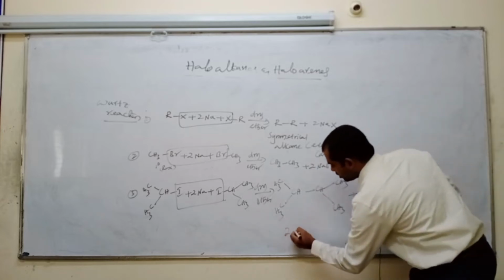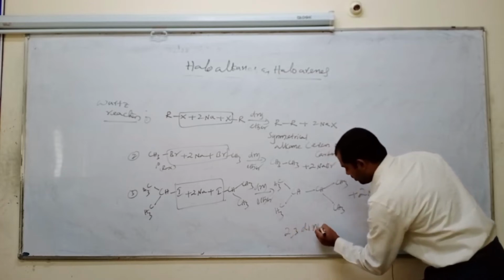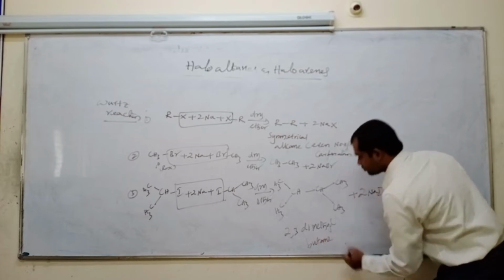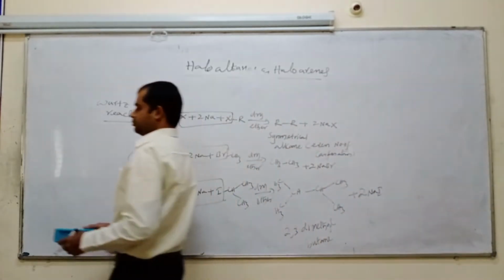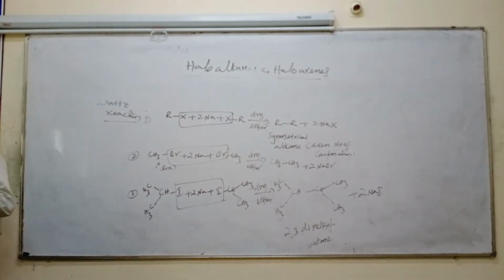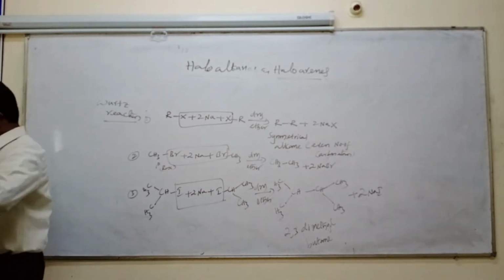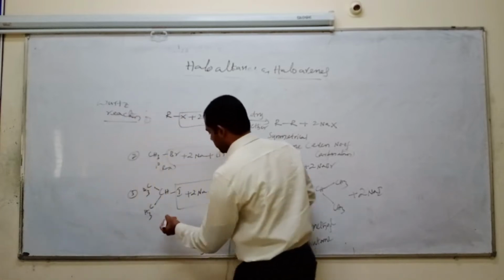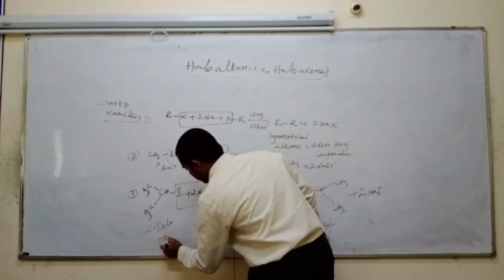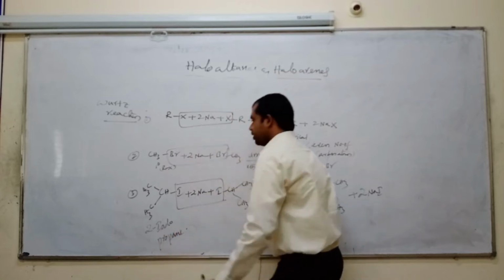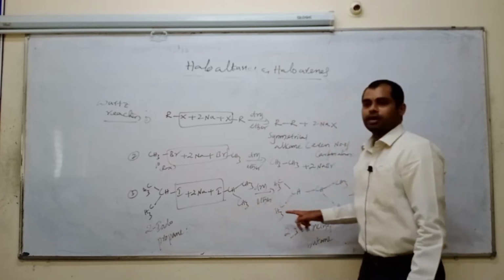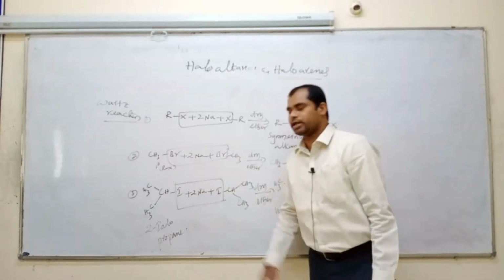This compound name is 2,3-dimethylbutane. This compound name is 2-iodopropane. Primary alkyl halides react to give an alkane, and here also we get an alkane. This is a primary, this is a secondary.